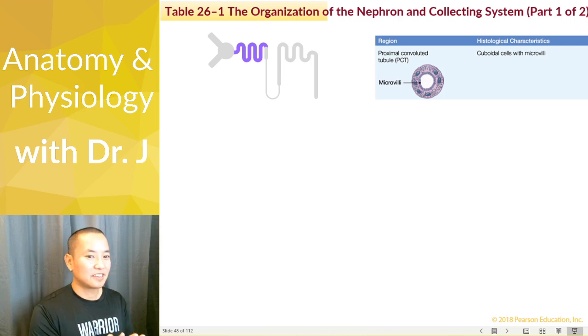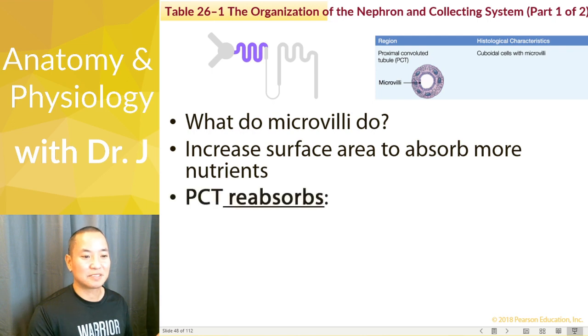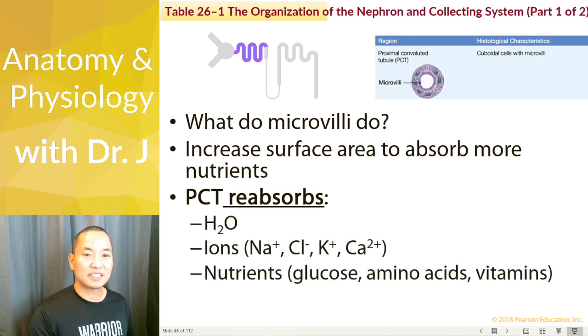So in the nephron, you have microvilli, and this is like a dead giveaway as to what they're trying to do. They're trying to increase the surface area to absorb more nutrients, and this was a dead giveaway of what the primary purpose of the PCT is. So reabsorption. Microvilli are there to increase surface area to increase absorption. So the proximal convoluted tubule is where you reabsorb a lot of things like water, ions, but especially nutrients. So just like how your intestinal microvilli absorb nutrients, so do the microvilli in the proximal convoluted tubule.